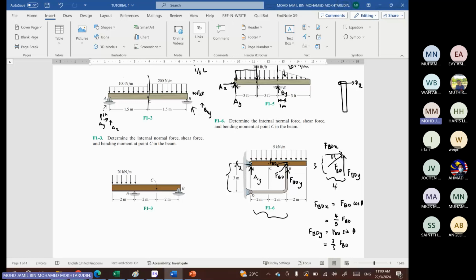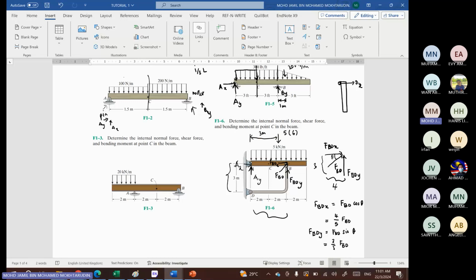And then the distributed load. So if you want to convert into resultant load, it will be acting in the middle. So 6 meter divided by 2, it will be 3 meter. So the resultant force is 5 times 6. Okay, the length of the beam, 6 meter. Okay, so I think that's all the information yang kita nak.